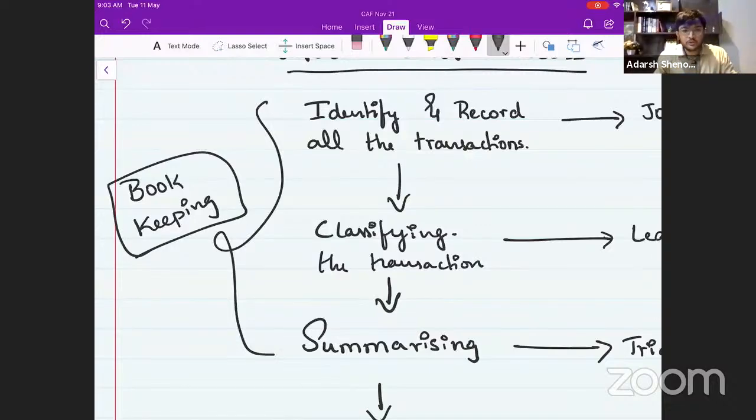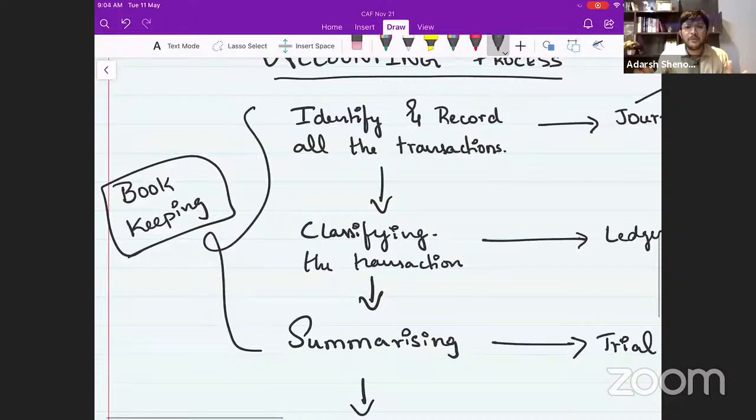Bookkeeping. So we are done with bookkeeping. Bookkeeping means merely maintaining these accounting books. A bookkeeper does this. All he does is record all the transactions. This is very mechanical. Okay, everything is ready. You know how to record a transaction. You know how to classify the transaction. You know how to prepare a summary.